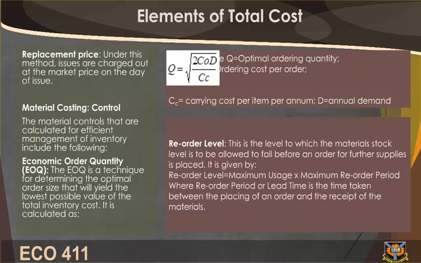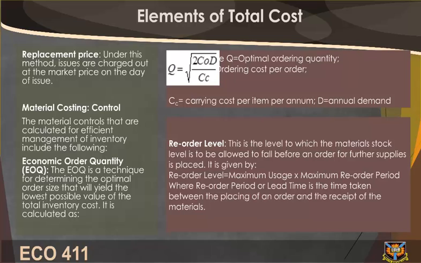Material costing control. The material controls that are calculated for efficient management for inventory include the following. Economic order quantity. The EOQ is a technique for determining the optimal order size that will yield the lowest possible value of the total inventory cost. It is calculated as shown below. Reorder level. This is the level to which the materials stock level is to be allowed to fall before an order for further supplies is placed. It is given as shown below.